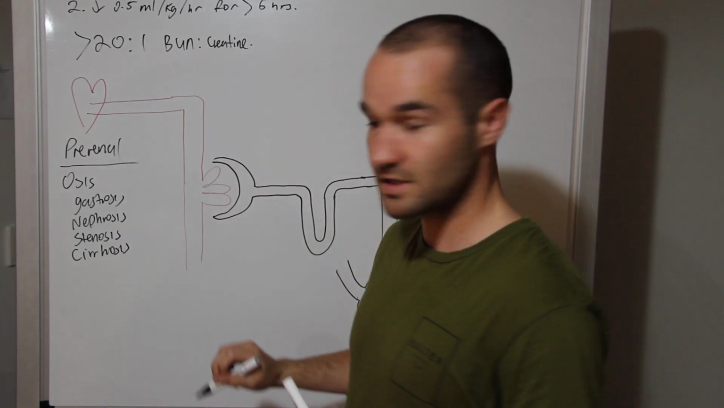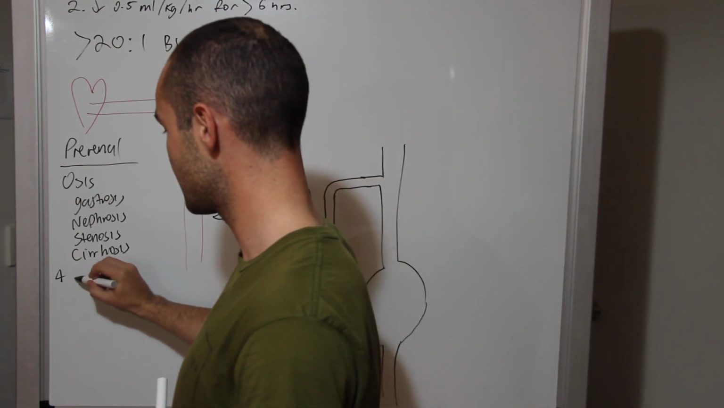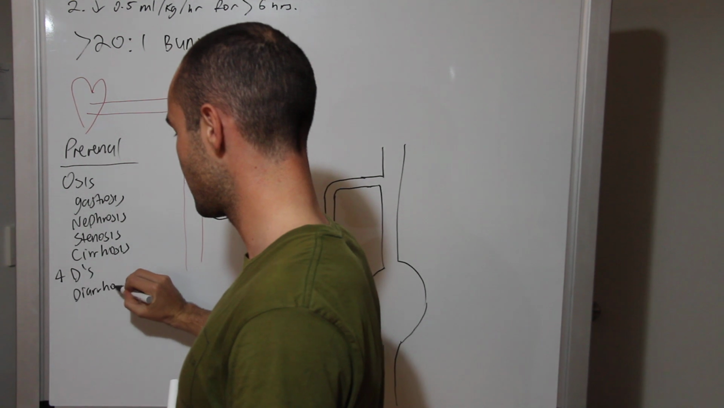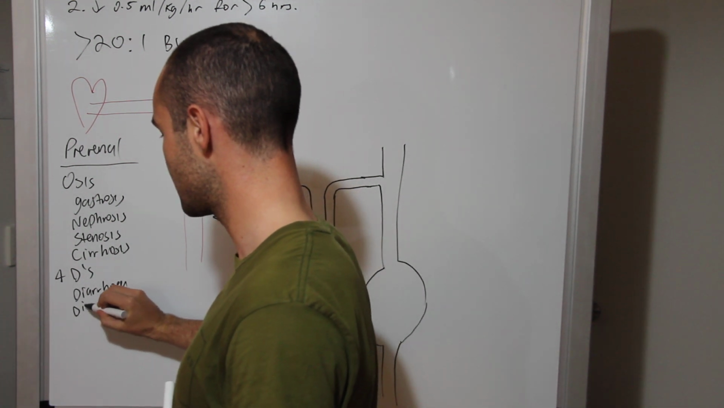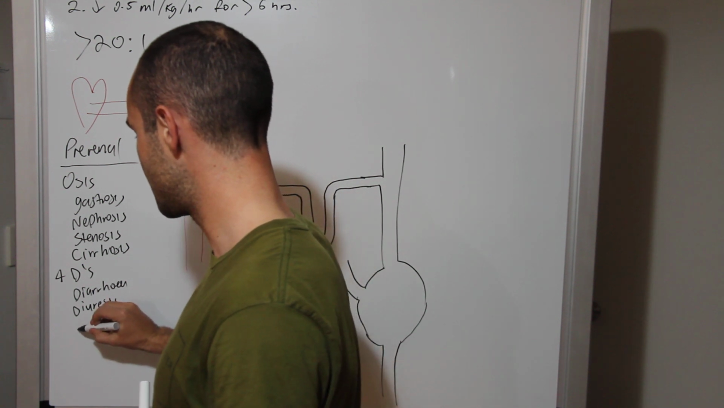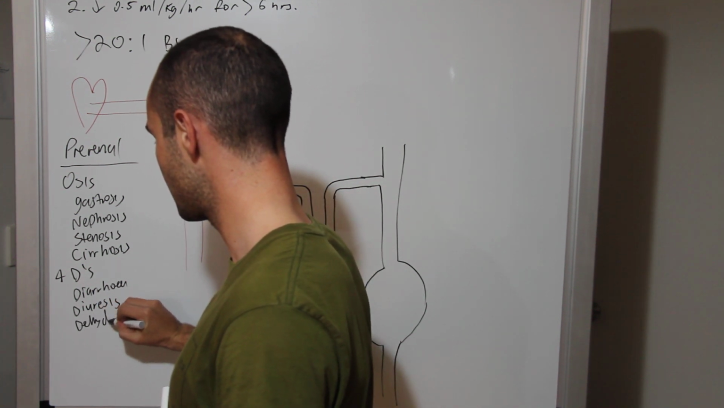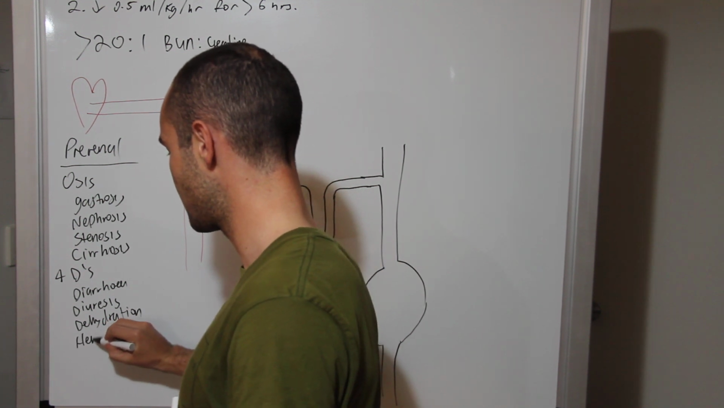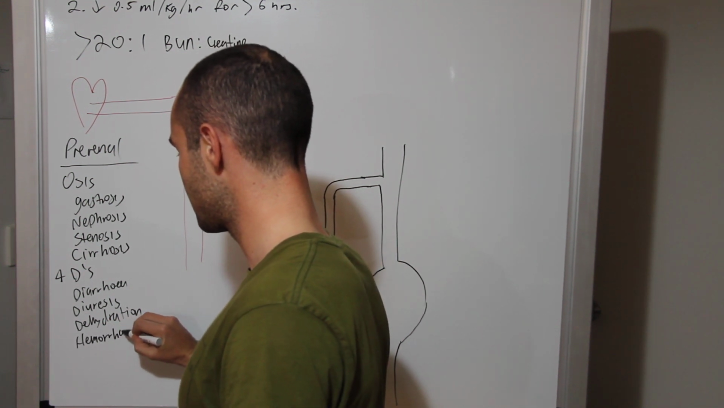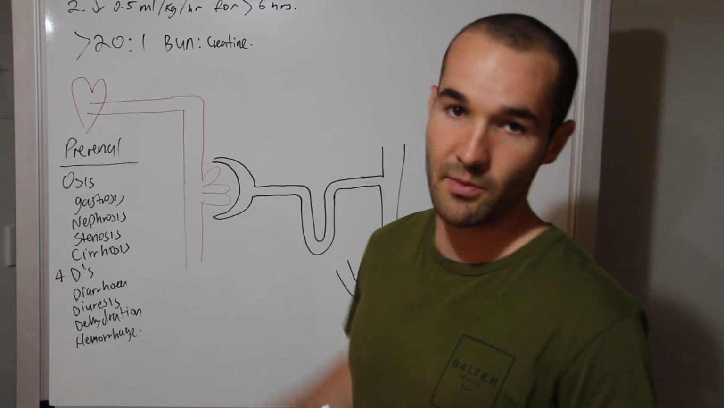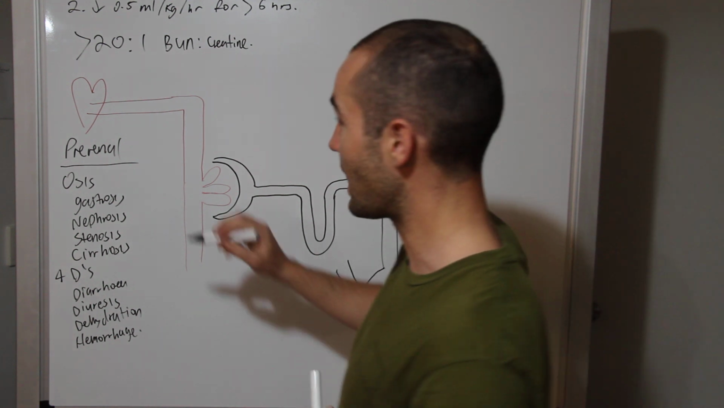The next cause is the 4 Ds: diarrhea, diuresis, dehydration, and hemorrhage. The next cause is there's something wrong with the pump. That can either be an MI or heart failure.